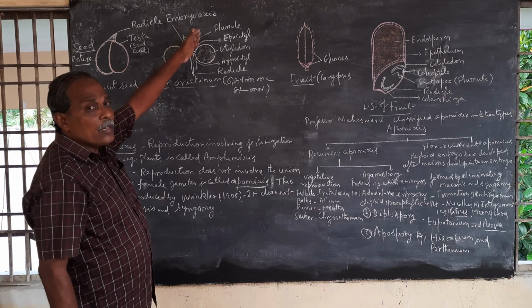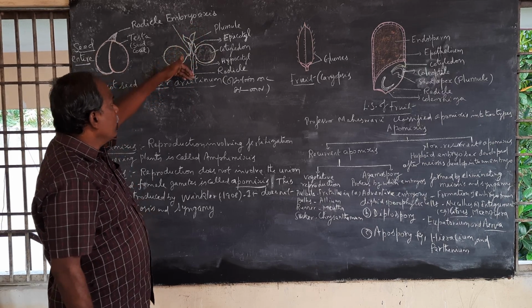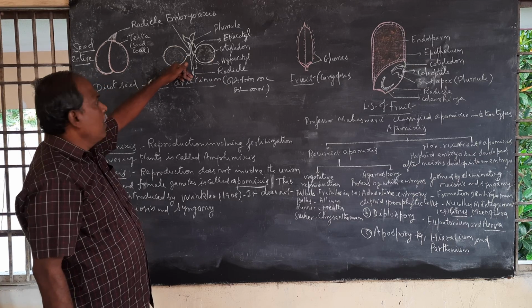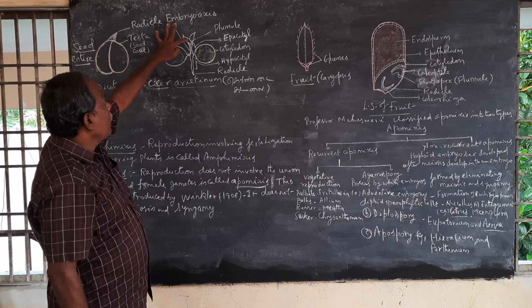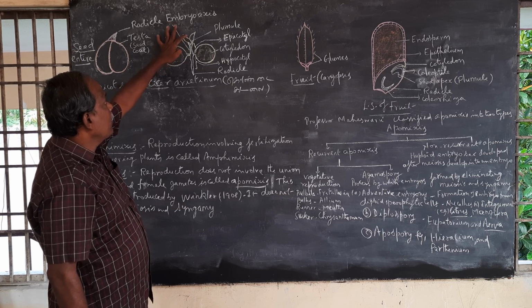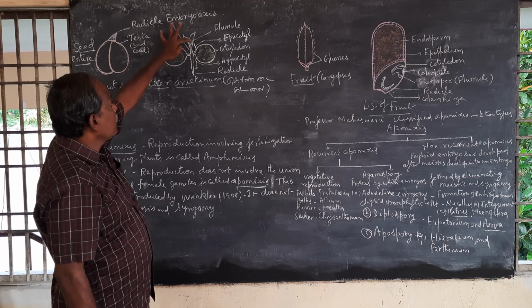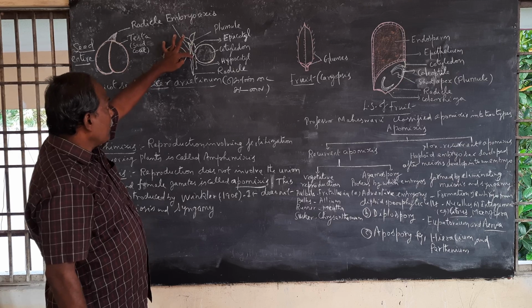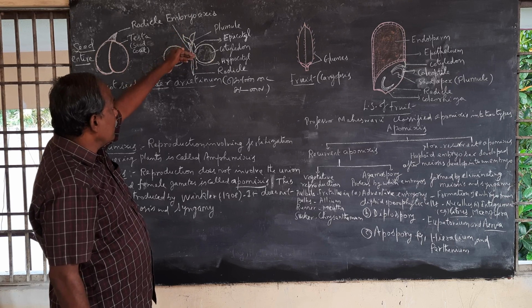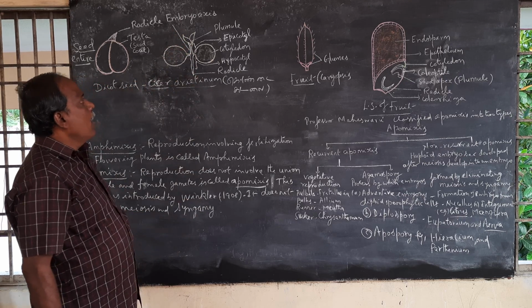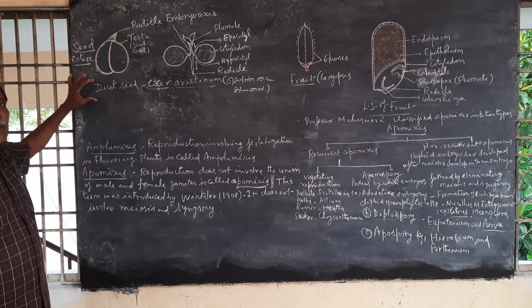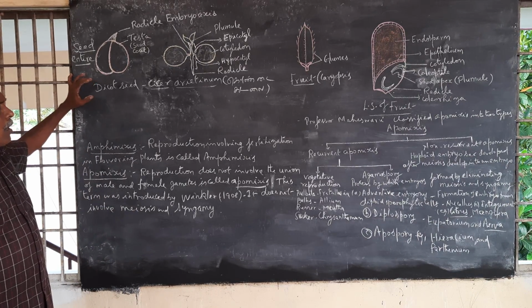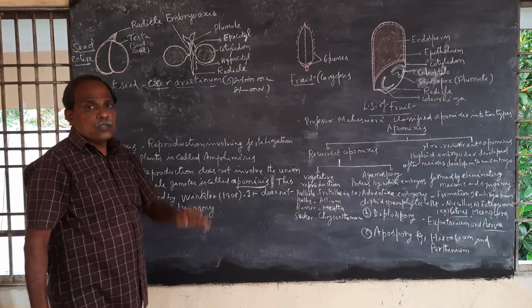The rudimentary shoot is called plumule. The rudimentary root is called radicle. The part of the region between the cotyledon and plumule is called epicotyl. The part of the embryonal axis below the cotyledon and the radicle is called hypocotyl. So this is the structure of Cicer arietinum, a dicot seed. Now next, about the monocot seed.